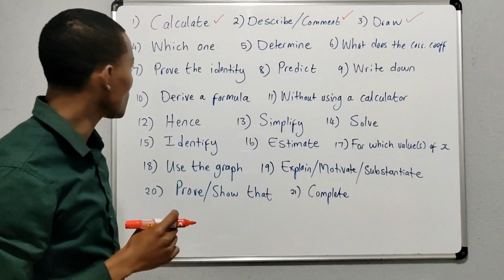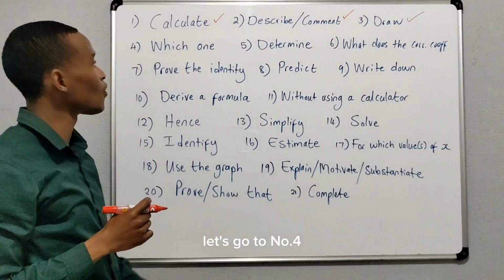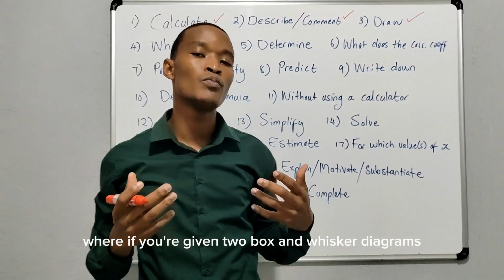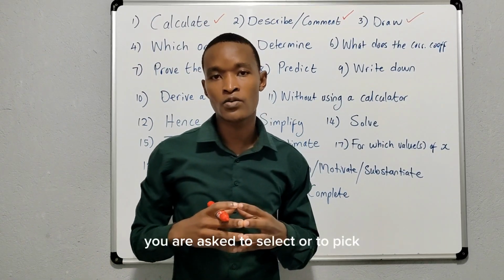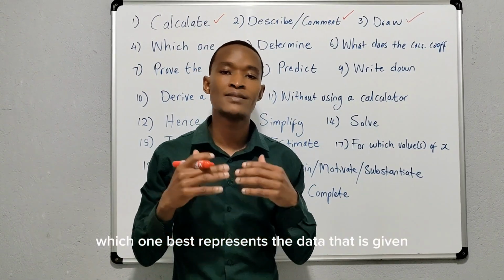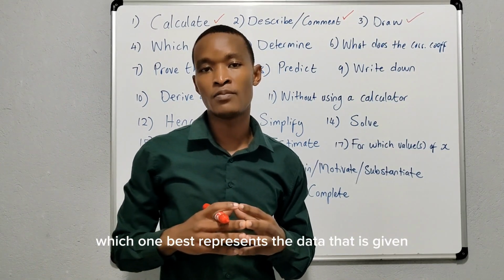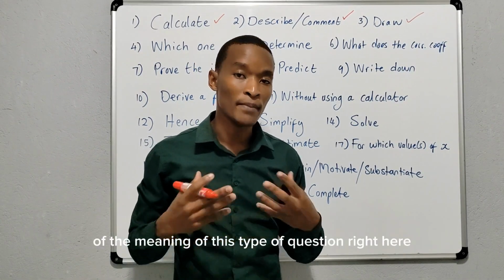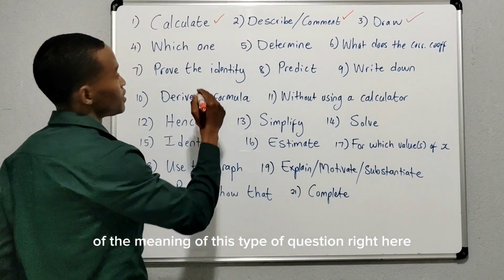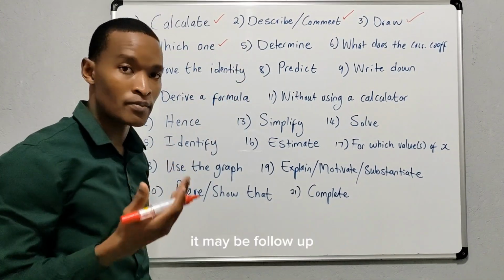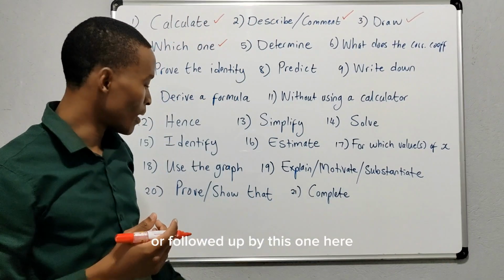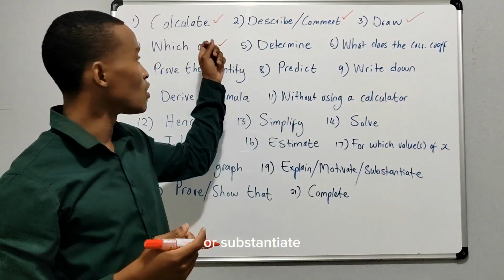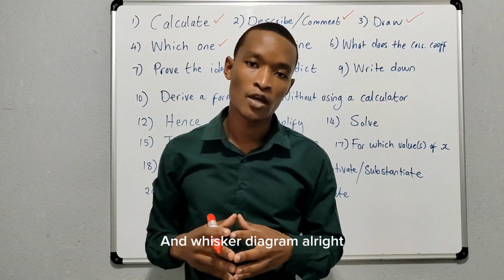All right. Let's go to number 4, select or choose. So this is a selection question where if you're given 2 box and whisker diagrams, you are asked to select or to pick which one best represents the data that is given perhaps in a table format. All right, so you need to be aware of the meaning of this type of question right here. All right, you choose, and it may be followed up by this one here where you explain or motivate or substantiate why you have selected that particular box and whisker diagram.